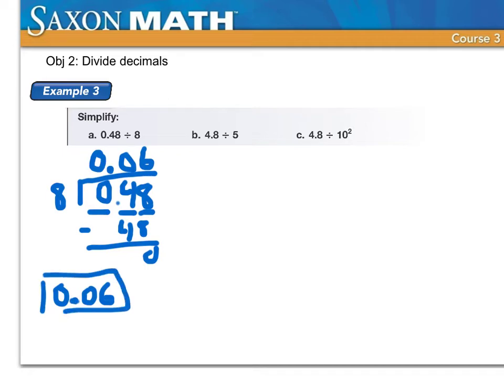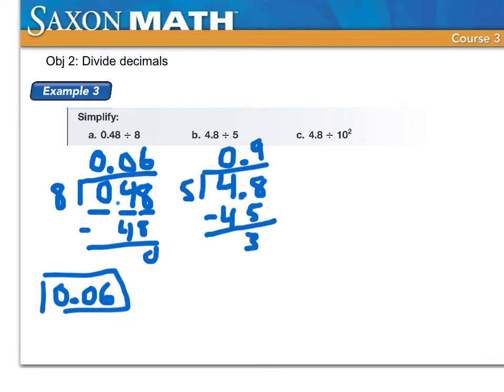Okay, let's try the second one. This one's 4.8 divided by 5. Well, 5 goes into 4 0 times. Put my decimal point there. 5 goes into 48 9 times. And 9 times 5 is 45. And I subtract, and I get 3. I've got to add a 0 and keep on going here. And 5 goes into 30 6 times. So 0.96.